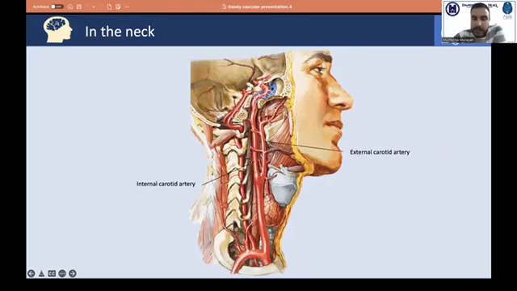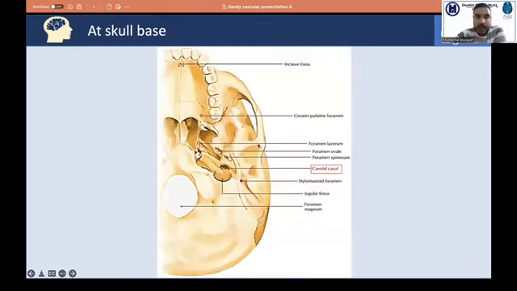The ICA goes inside the skull, as we mentioned, to supply the brain and the eye, while the ECA supplies the head and neck structures. Now moving upward, reaching the base of the skull, here we have a foramen or a canal, which is called the carotid canal, at the base of the skull in the petrous part of the temporal bone.